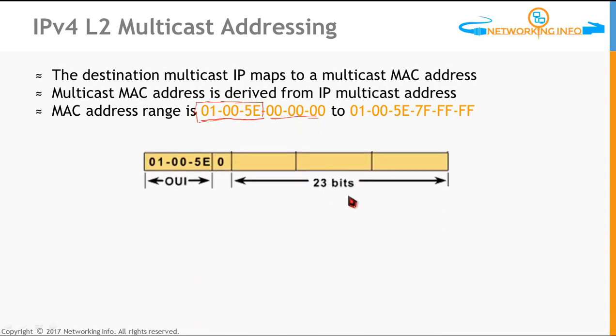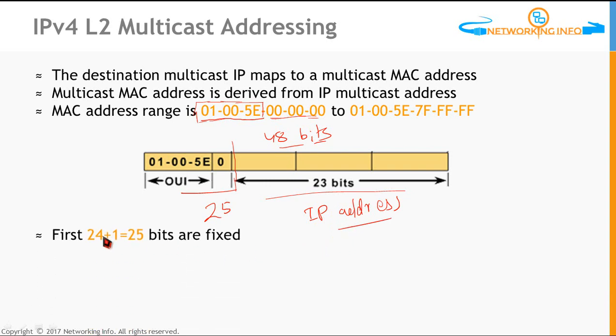We have a total of 48 bits in a multicast MAC address, as in any MAC address. So we need to care about up to 25 bits, and the remaining 23 bits we will have to bring from the IP address. That is the beauty. How do we do that?